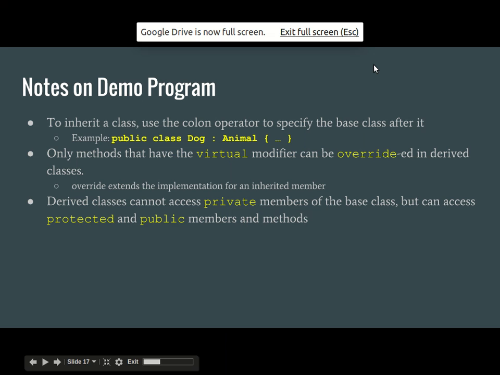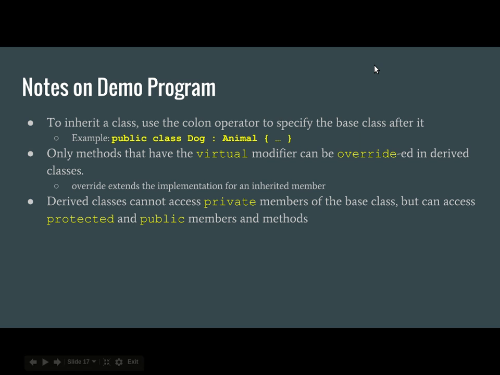A little bit of notes on our program. In order to inherit something, you need to use this colon operator. Everything on the left side of the colon is the same as when we declare a class, and between the colon and the left curly bracket, we put the class that we inherit from. And only a method that has a virtual modifier can be overridden in the derived class.